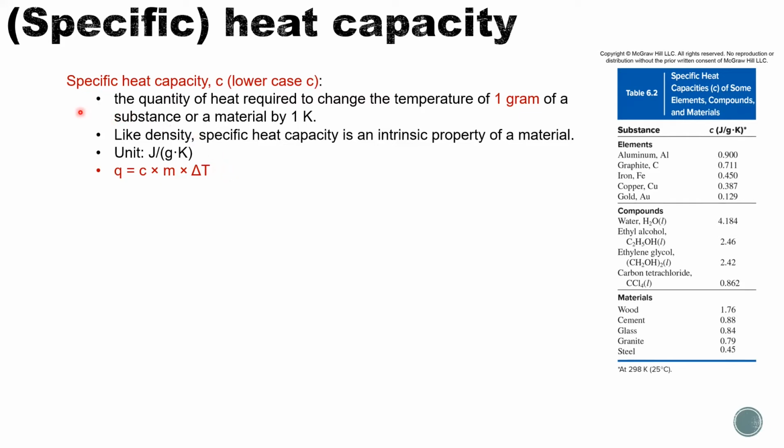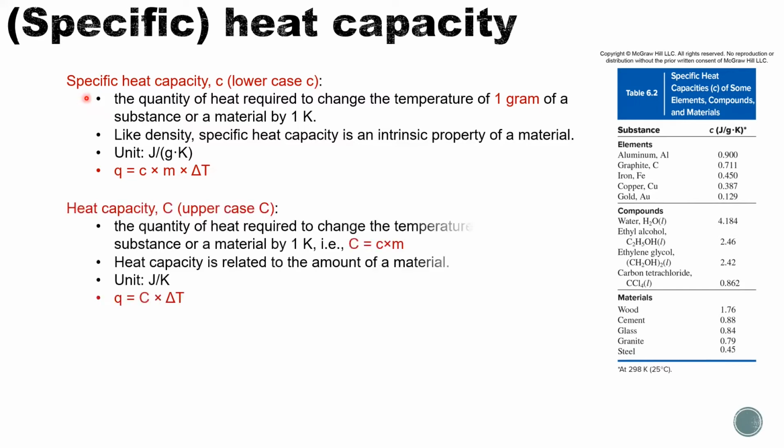A concept similar to the specific heat capacity is just the heat capacity. It's an uppercase C. Heat capacity is the quantity of heat required to change the temperature of a substance or material by 1 Kelvin. Compare these two definitions. We don't define the mass in the heat capacity because that's already included. For example, the specific heat capacity of water is 4.184 joule per gram per Kelvin. Then if we have 10 grams of water or 100 grams of water, the heat capacity will be different, but the specific heat capacity is the same, right?